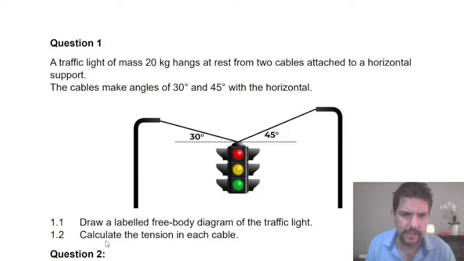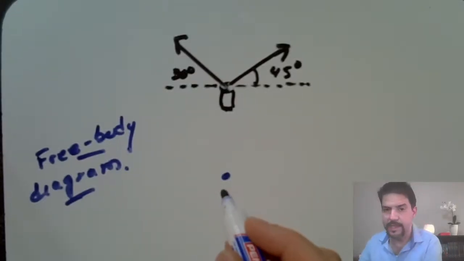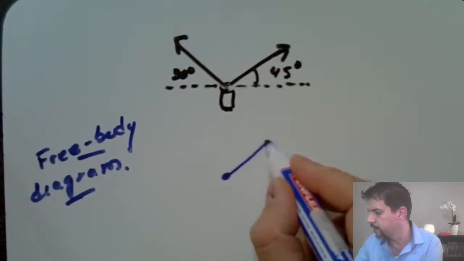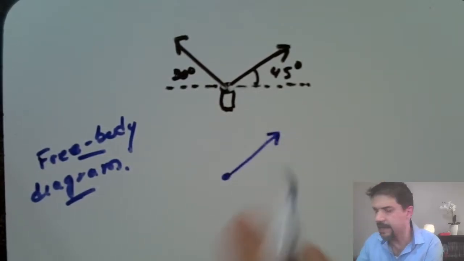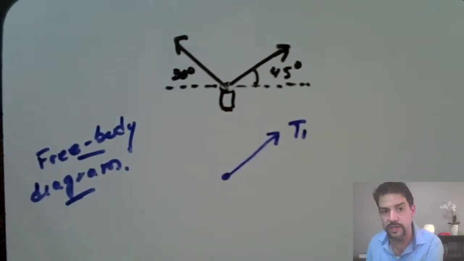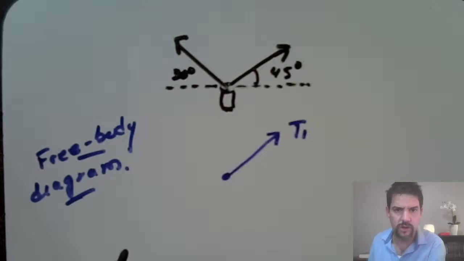There we go. Let's go to the question here now. The free body diagram, what forces do we have? We have a T1 that is acting in that direction. Let's call it T1. We do not include the angles here. You don't have to include the angles for the free body diagram.